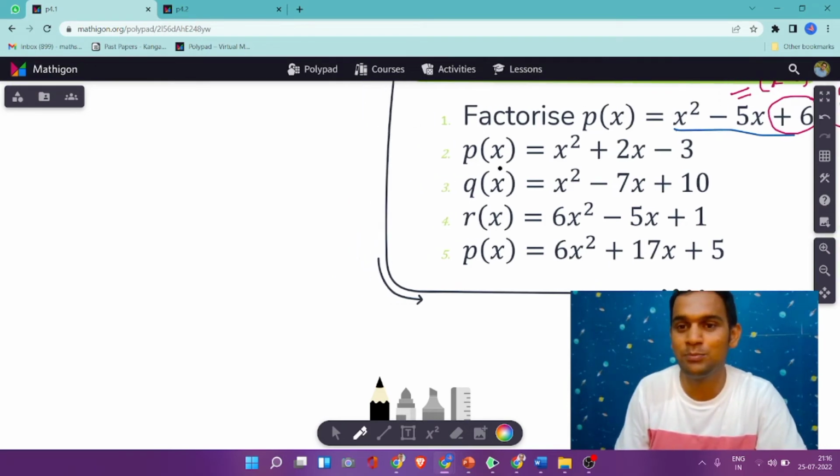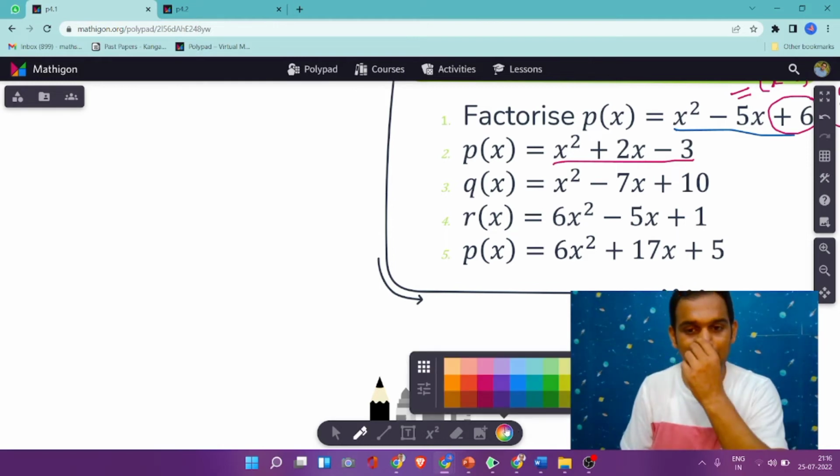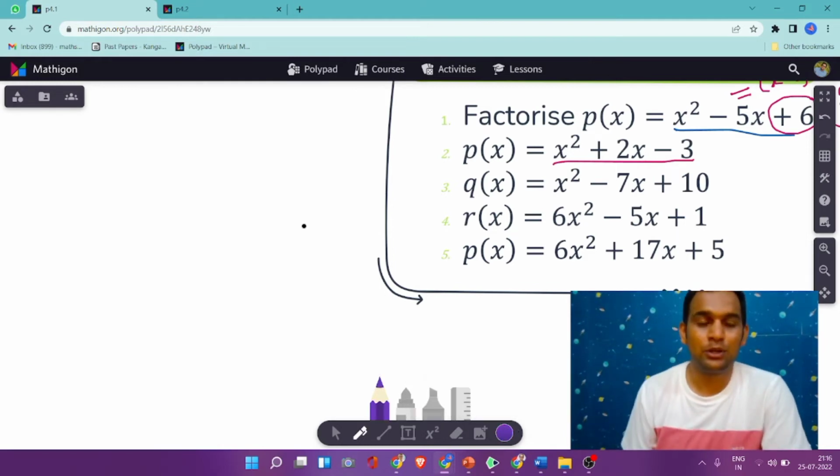So the other problem is P of x equals x square plus 2x minus 3. Yes, so let's keep going. So x square plus 2x minus 3.